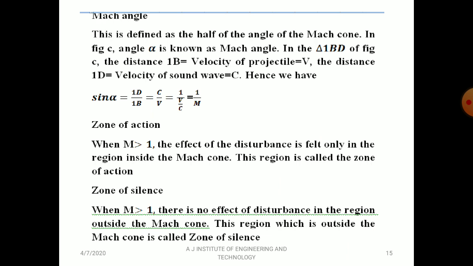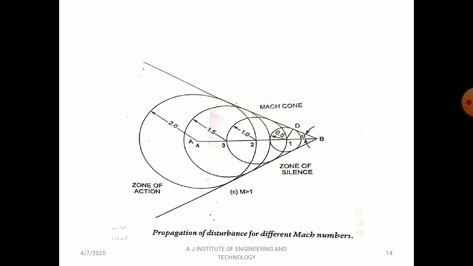Now zone of action. What is zone of action? When M is greater than 1, the effect of the disturbance is felt only in the region inside the Mach cone. That's the supersonic region. You can see from the diagram, the effect of propagation of the sound wave can be felt inside that cone itself. This region is called the zone of action. Now zone of silence: when M is greater than 1, there is no effect of disturbance in the region outside the Mach cone. You can see there is no disturbance propagating outside the Mach cone. So this region outside the Mach cone is called the zone of silence.